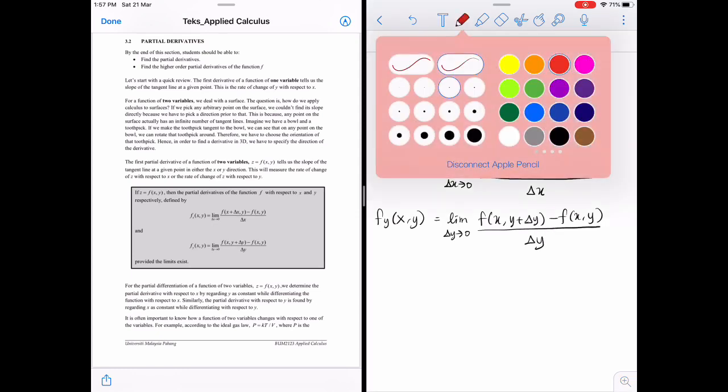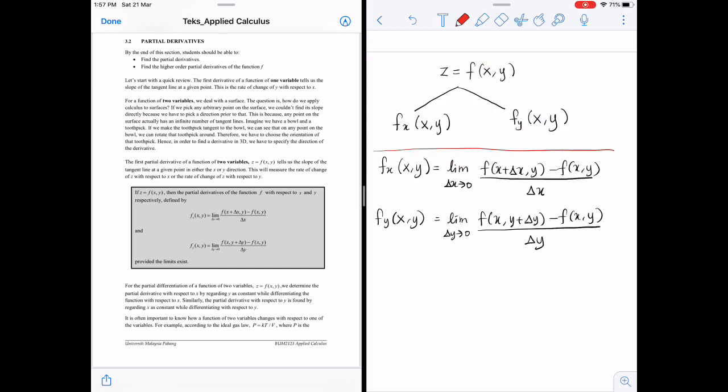Okay, so this is only the theoretical formulation for the first derivative of a function f with two variables. We will use the same method to differentiate this function. Only you need to remember, every time we differentiate our function with respect to x, we consider y as a constant, and every time we differentiate our function with respect to y, we consider x as a constant.